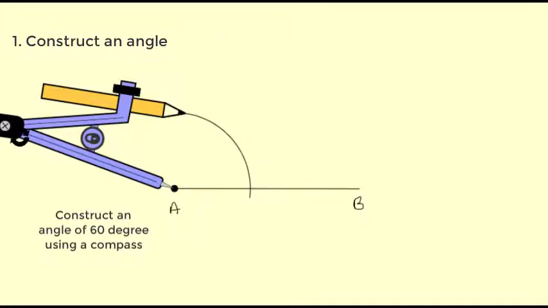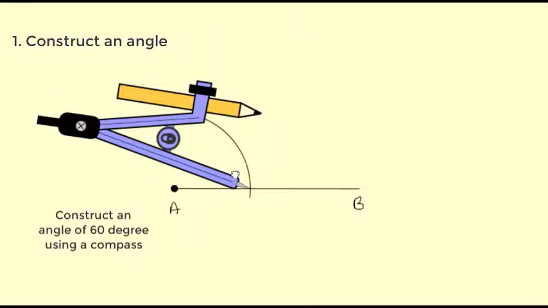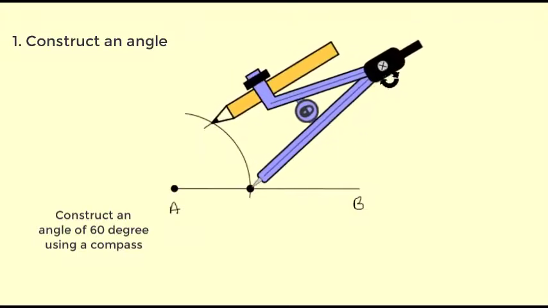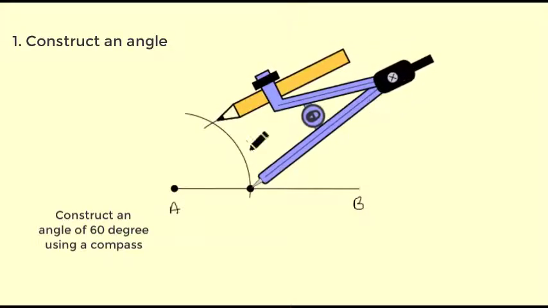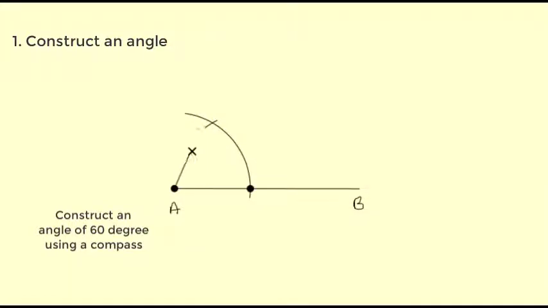in this arc. Now all you need to do next is, without changing the opening of the compass, move the metal end to the point of intersection where the arc was intersecting the line AB, and then create another arc so that it intersects with the first arc. Now you have your required angle at 60 degrees. Let's move the compass away and then connect the point A with the intersection point that you just obtained from the two arcs. This is your required angle of 60 degrees.